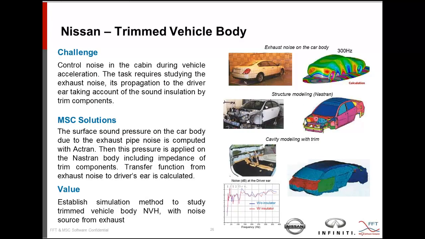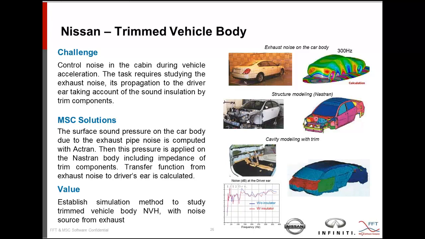So now, an industrial case. This comes from Nissan. It's a trim vehicle body. First, Actran is used for computing the noise emitted by the exhaust. Then, the acoustic pressure on the car body is applied on the structural model, which is in this case modeled in Actran. And trim components are taken into account for predicting the noise that could be heard by the driver. In this case, the noise source is the exhaust, but it could also be the vibrations of the car body.